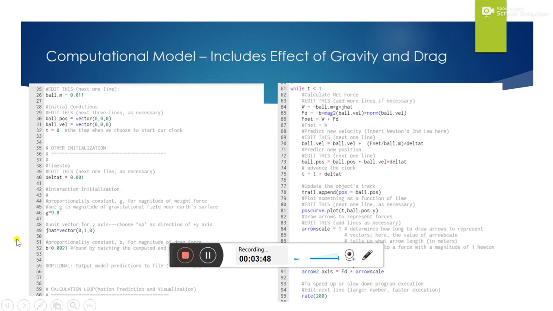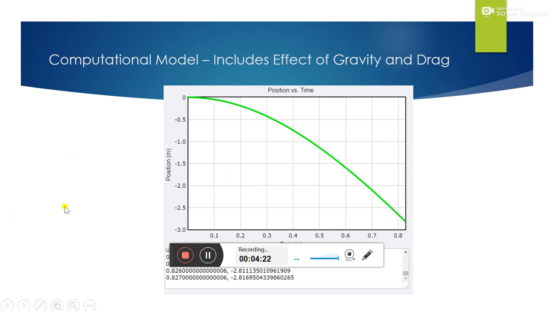When we found the computational model that included the effect of gravity and drag, we had to make a few additional changes. We had to find the specific b value, which is found by matching the computed end position to that of the observed end position. We also had to take into account drag force here, which I inputted. So it's negative b times the magnitude squared of the velocity times the norm of the velocity, and then F net would be the weight plus the drag force. Then we had to incorporate the drag force and weight into the arrows and the arrow scale. And this is the graph that we ended up getting for including the effect of gravity and drag force.